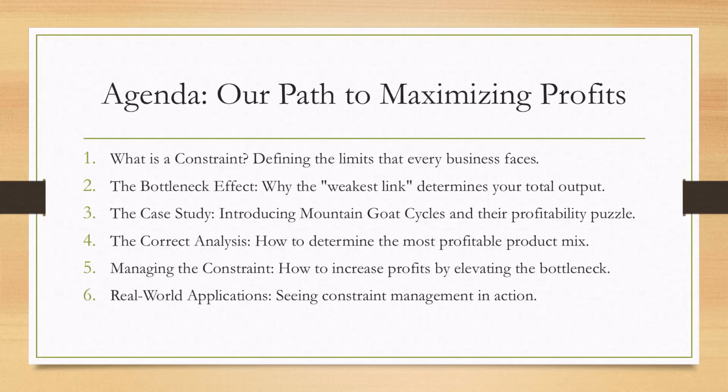Here is the path we'll take today. We will start by defining what a constraint is and why it's so critical to identify. We will look at the bottleneck effect to understand how the weakest link in a process determines the output of the entire system. We'll then dive into our main case study, introducing mountain goat cycles and their profitability puzzle. We'll perform the correct analysis to determine their most profitable product mix. After that, we'll discuss how to manage and elevate the constraint to further increase profits. Finally, we'll touch on some real-world applications of these concepts.